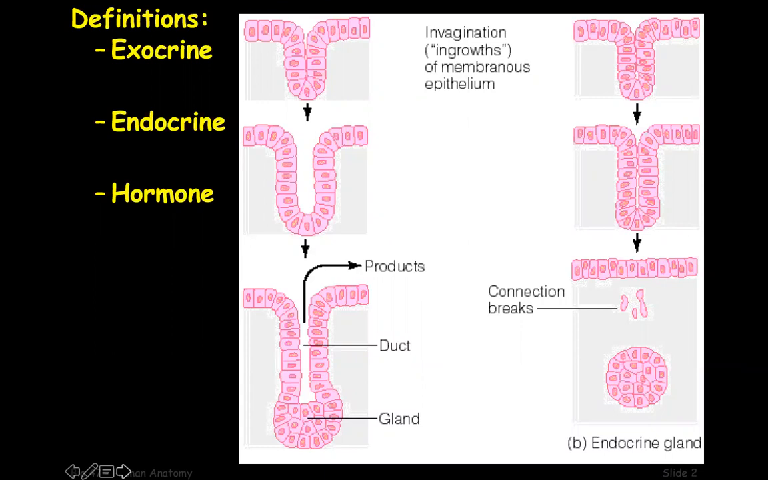Instead, its products are secreted into the interstitial fluid and from there into the bloodstream where they can affect cells that are pretty far away. So exocrine glands have local activity. Endocrine glands can have universal activity across the body in any cells that have receptors for them. The secretions that endocrine glands make are called hormones. These are the chemicals that they use to communicate.